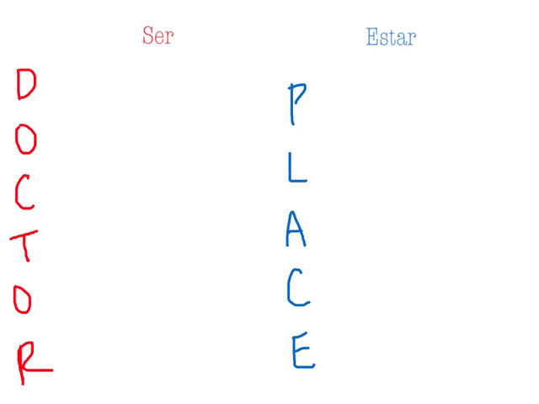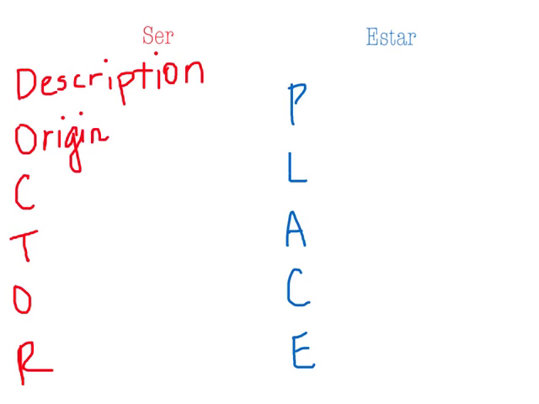So for ser, we use doctor. Doctor stands for description. Blonde hair, blue eyes, skinny, whatever. O stands for origin, where someone's from. We talked about that on the last page. So like, I'm from Ohio, you're from Florida. C is characteristics, kind of like descriptions. Once again, we're describing a person, but we're describing their character. He's patient, she is kind, etc.